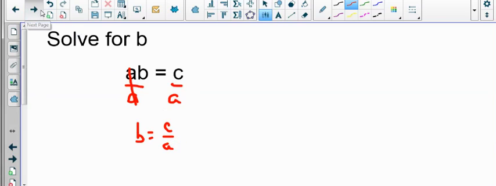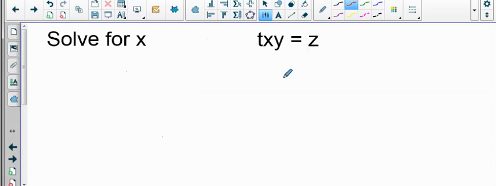All right, here's one for you. I'll give you a moment. Go ahead and pause. Okay, again, we're trying to isolate the x. So nothing's going on but multiplication. So we're going to divide out everything but the x. That is the t and the y.